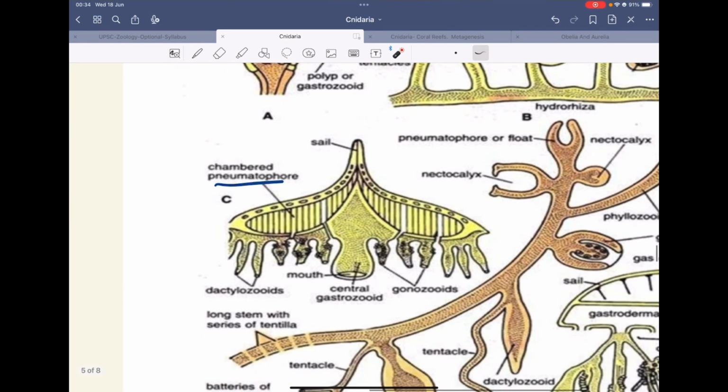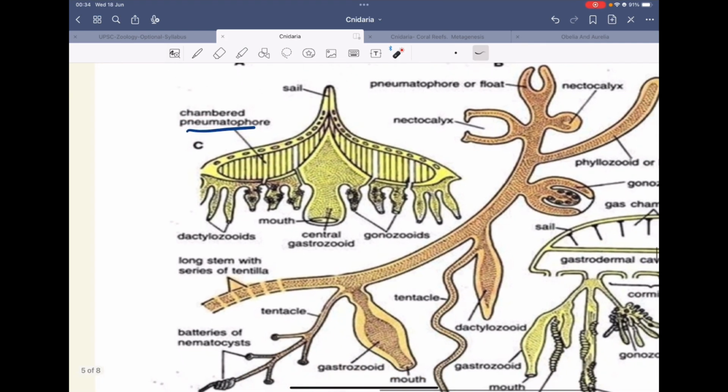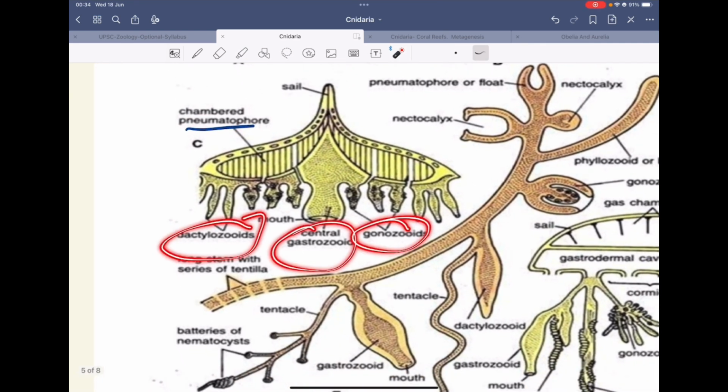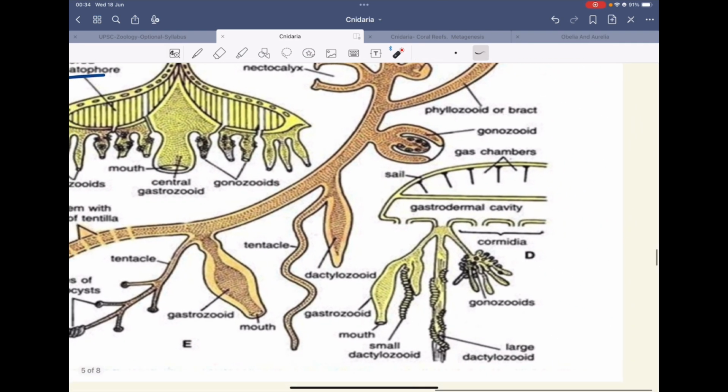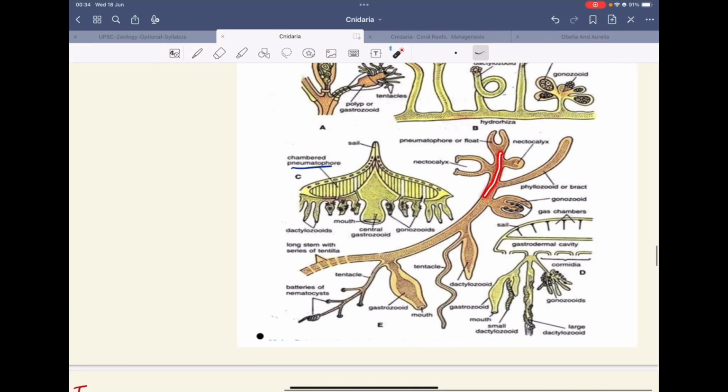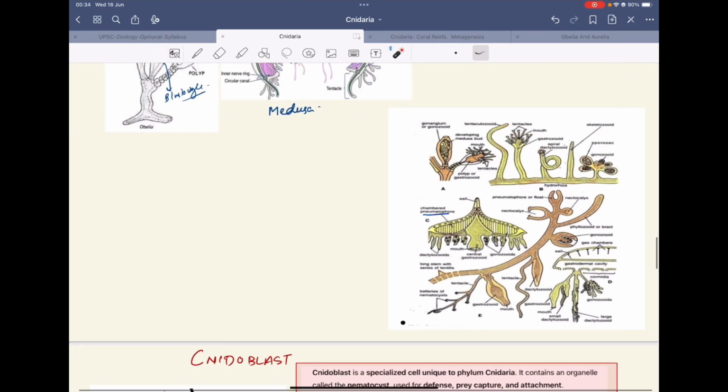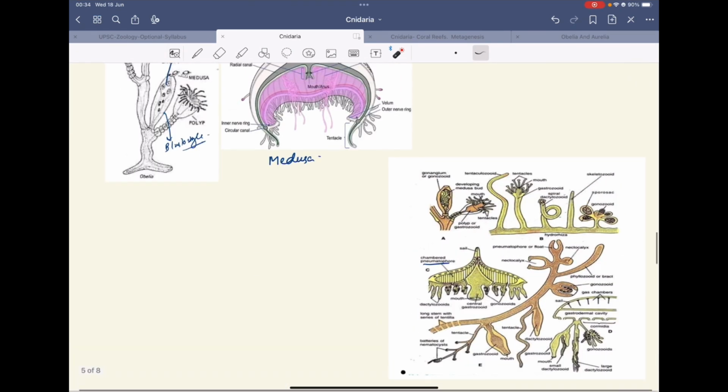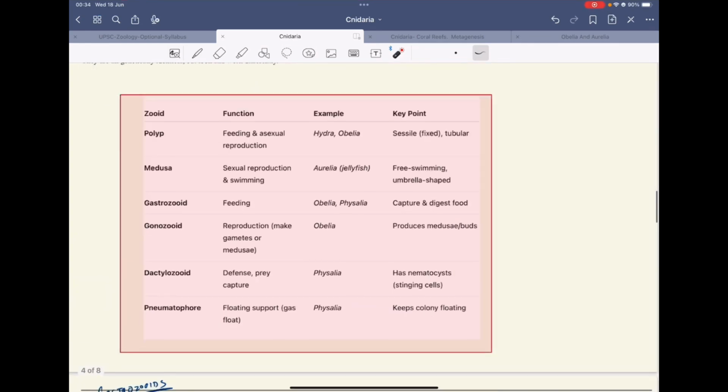Then you can see here, this is pneumatophore. This is pneumatophore, the gas filled, found in Physalia. It also consists of gonozoids and gastrozoids and dactylozoids. So these are the different zooids. At the same time, you can see in this structure too, there is presence of dactylozoids. This is a dactylozoid, this is the gastrozoid, this is the gonozoid, this is the phylozoid. So there are different types of zooids. So you can make any of the diagrams in case of polymorphism to discuss polymorphism.